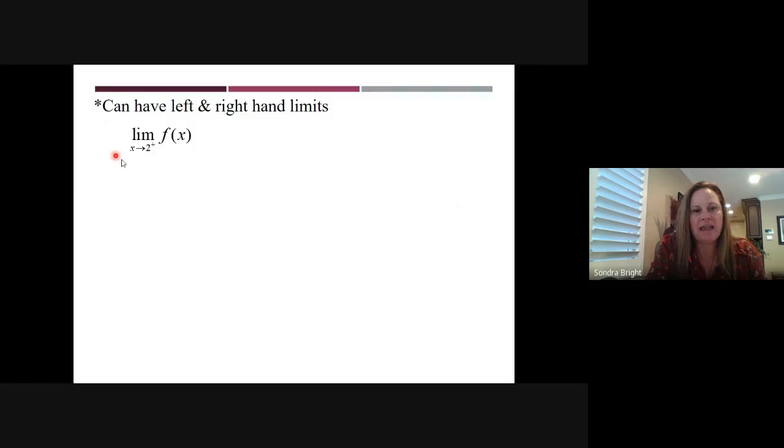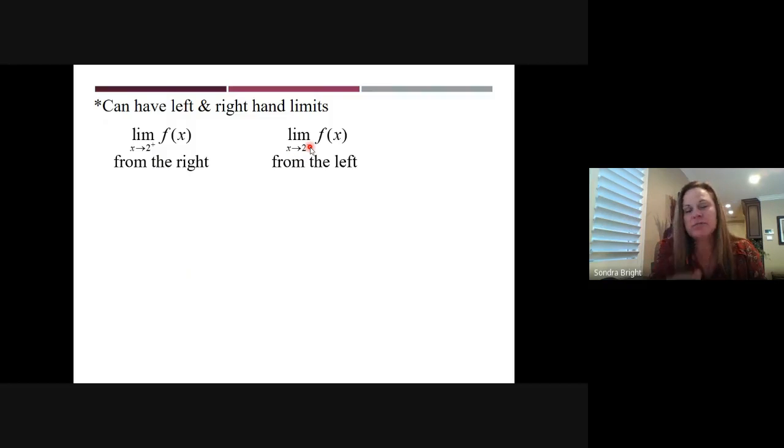Do you remember that x approaches 2 and then there's a little plus sign after it? That means from the right. And if we want from the left, then we write the limit as x approaches 2 and then the little negative symbol afterwards. That doesn't mean -2, it means from the left. So x is approaching 2 in both, but the plus sign means from the right and the minus sign means from the left.